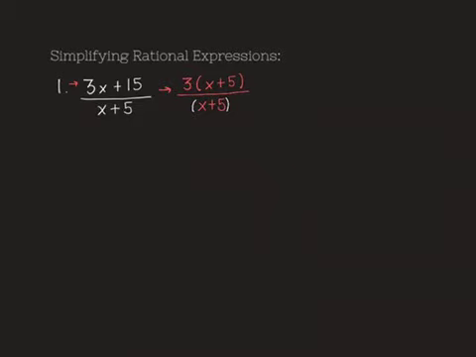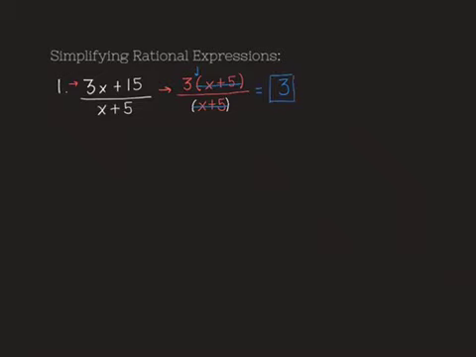But now that I've factored, if you look at my numerator and my denominator, because this is multiplication here, I can cancel out these x plus 5s. So this all just simplifies down to 3.